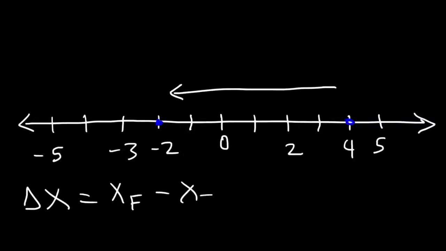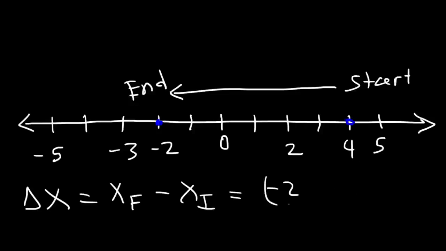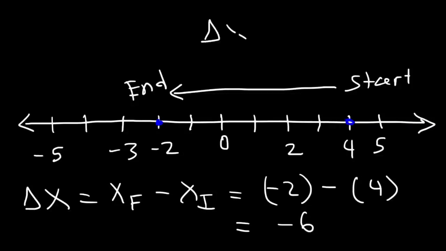The final position is -2. That's where we stopped. That's the end position. We started at 4, so that's the initial position. So it's -2 minus the initial position of 4. So the displacement is -6. Displacement is a vector. It can be positive or it can be negative. Direction is important.